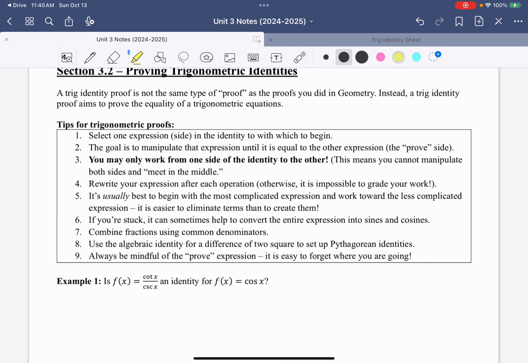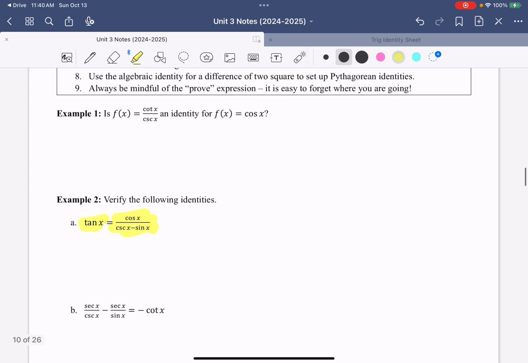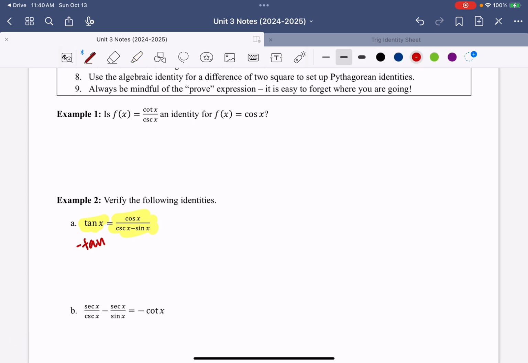The big thing that's important for us is we can only work from one side of the identity to the other. Okay, so what that means is that we cannot manipulate both sides and meet in the middle. So what I can't do is anything like subtracting something from one side to the other. That's not how it works, okay? We're either choosing one side and we're trying to manipulate it to match the other, or choosing the other side and trying to match it to the first one.